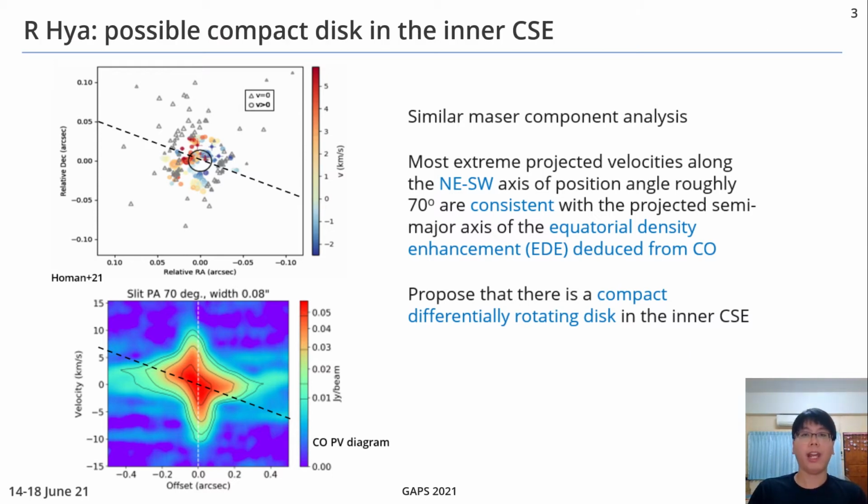Well, here we have a similar analysis to Pimpanuwat previously. Here you can see that most extreme projected velocities align along the northeast and southwest axis with the position angle roughly 70 degrees. This result is consistent with the projected semi-major axis of the equatorial density enhancement deduced from CO observations. So that suggests a possible presence of a compact differentially rotating disk in the inner circumstellar envelope of this source.